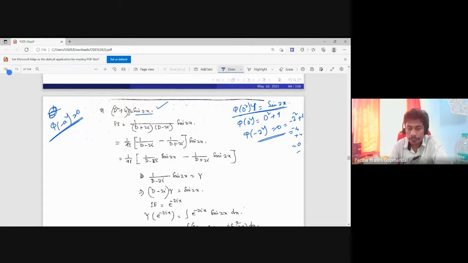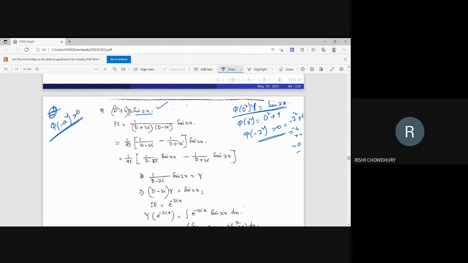For this case, we cannot use the technique that we have discussed previously, because that was strictly applicable for the situation where phi of minus a squared is non-zero. But here it is 0.